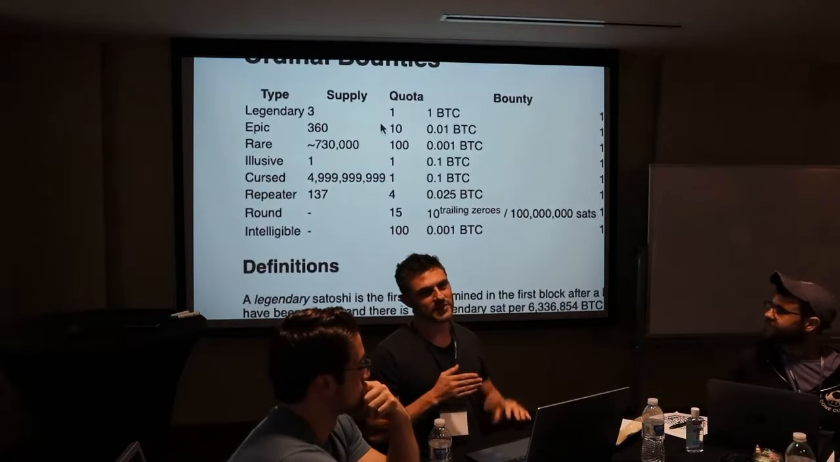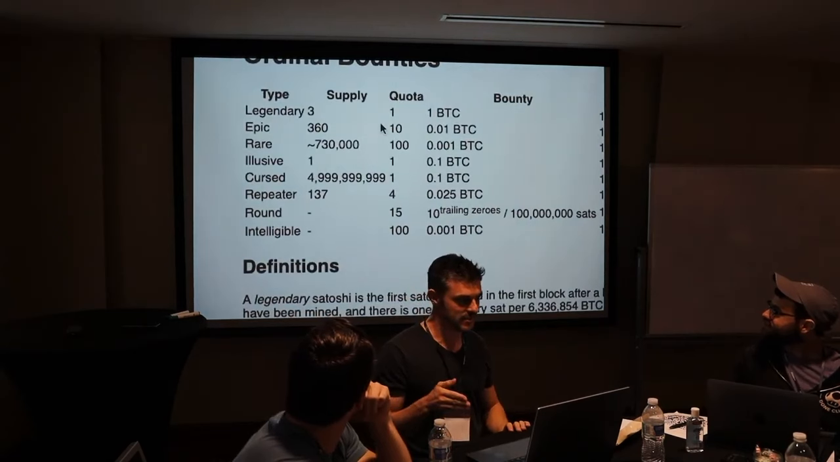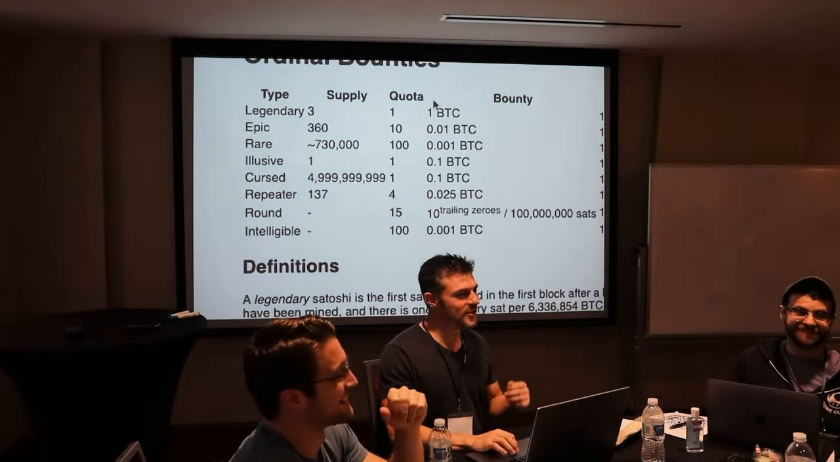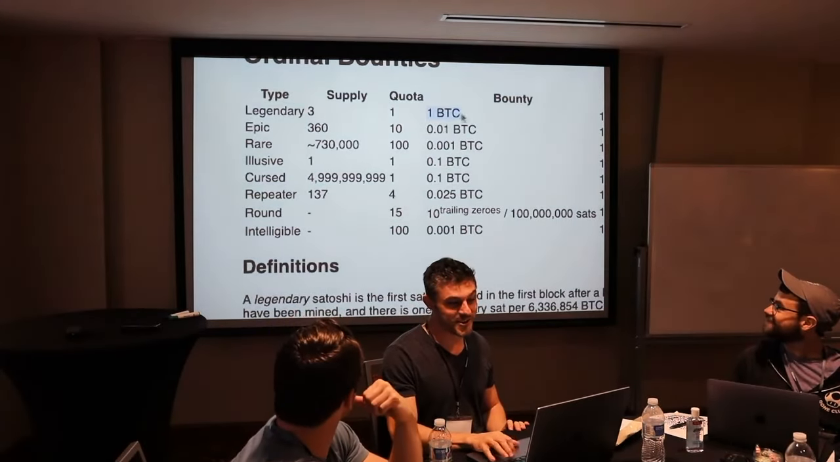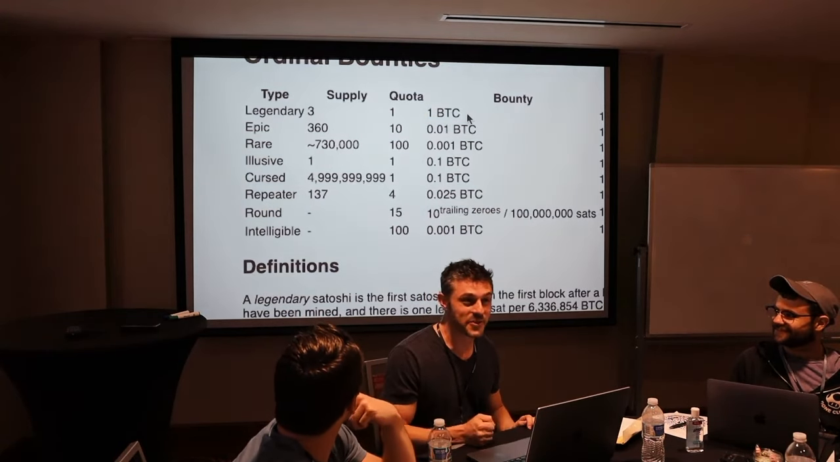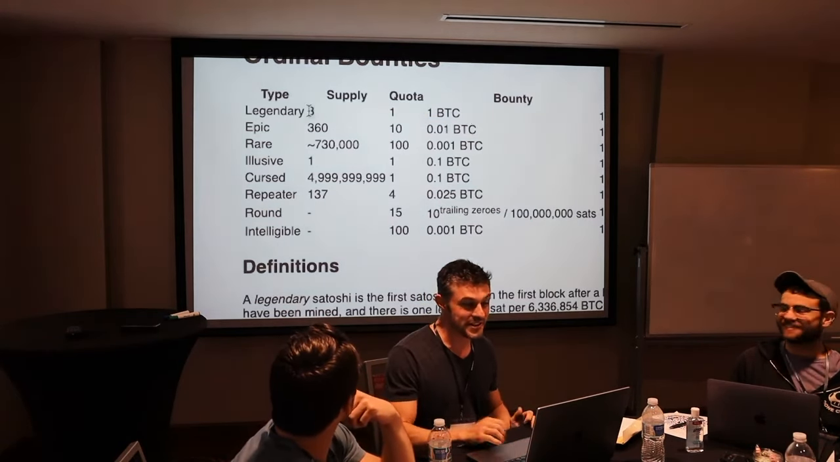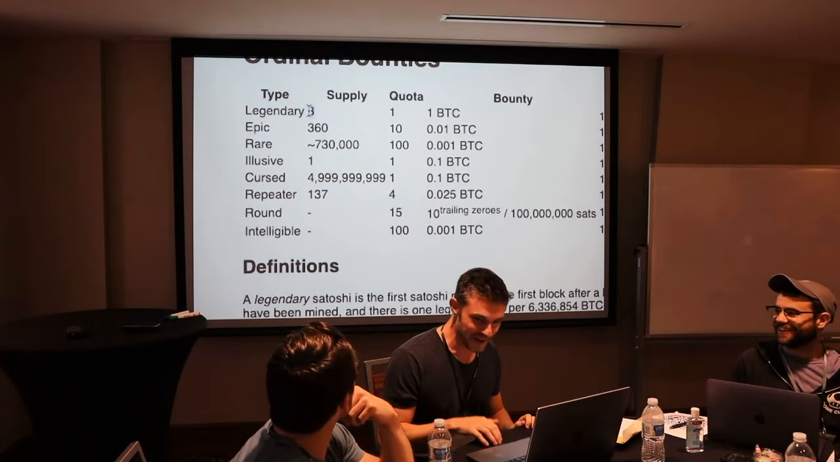I also came up with a naming scheme to map ordinals to names. If you get a legendary ordinal, I'll pay you one Bitcoin. One Bitcoin! Unfortunately, there are only three of them, so your chances are low.